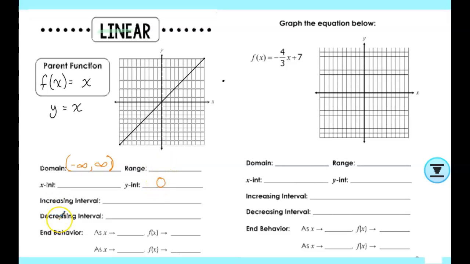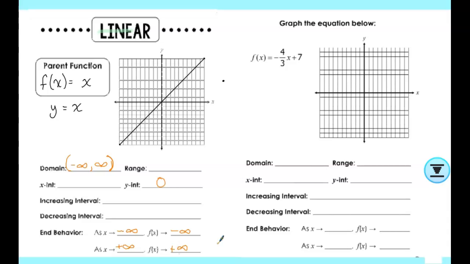We're not going to worry about the increasing and decreasing interval, but the end behavior we've already talked about. So as x gets more and more negative, as it goes to negative infinity, the graph goes down. So it gets more and more negative, so it also goes to negative infinity. And then on the right-hand side of the graph, as x gets more and more positive, it approaches positive infinity. And f of x, or y, continues to get more and more positive, so it approaches positive infinity.